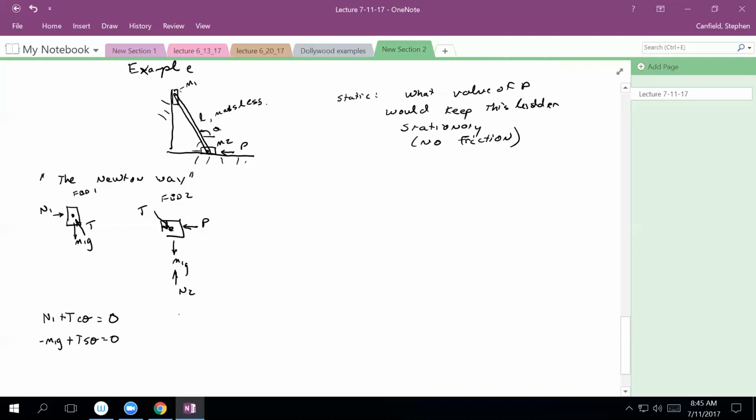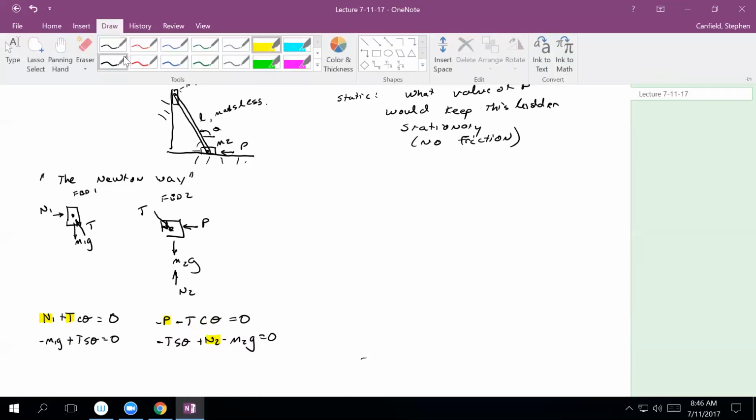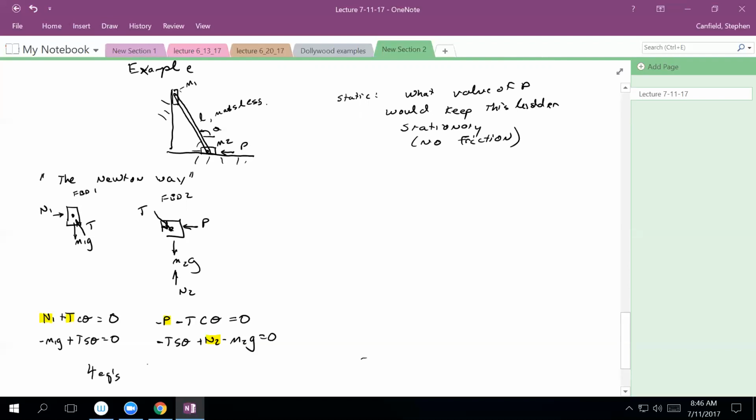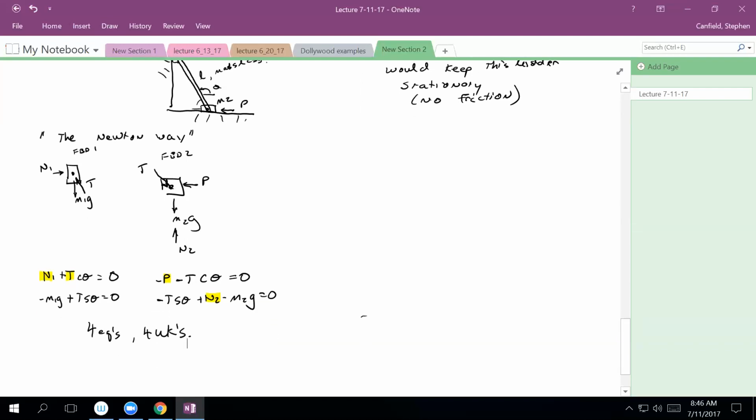On the other one, sum of forces in the X, I get minus P, and now a minus T cos theta equals zero. Sum of forces in the Y, I get minus T sine theta plus N2 minus M2G equals zero. That should have been an M2G there. And then I would solve for my unknowns. I don't know N1, T, P, or N2. So I have four equations, four unknowns. That's the Newton way.